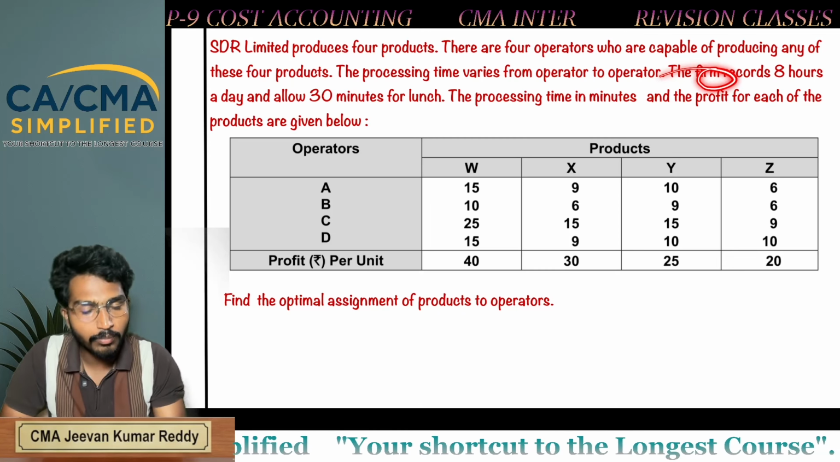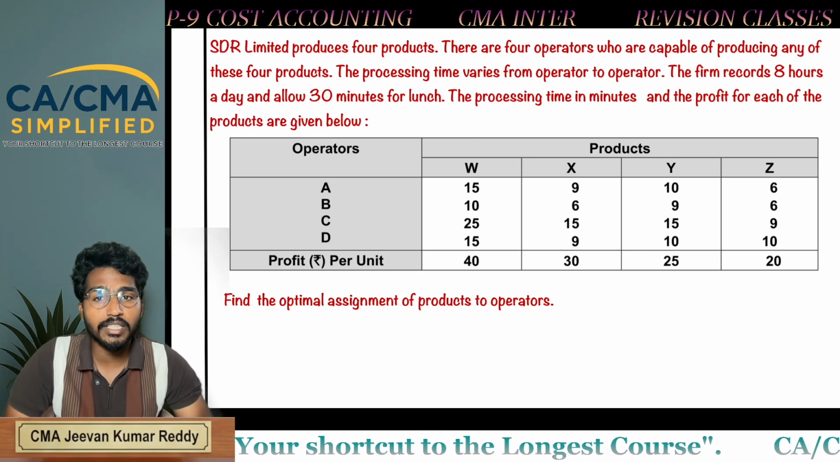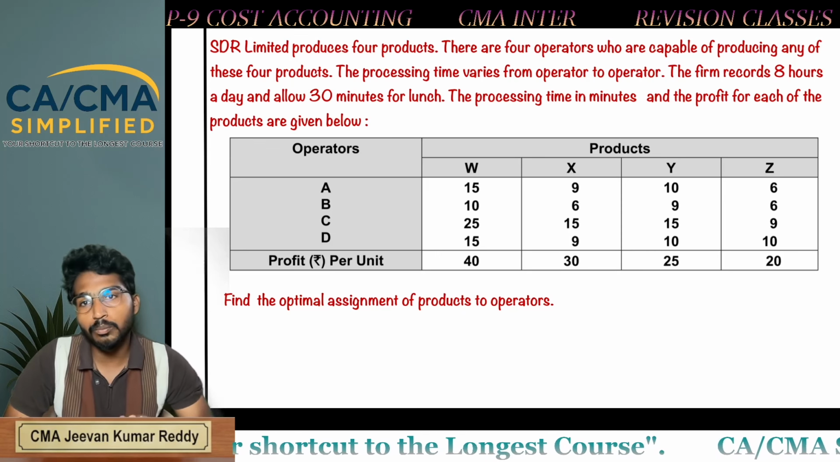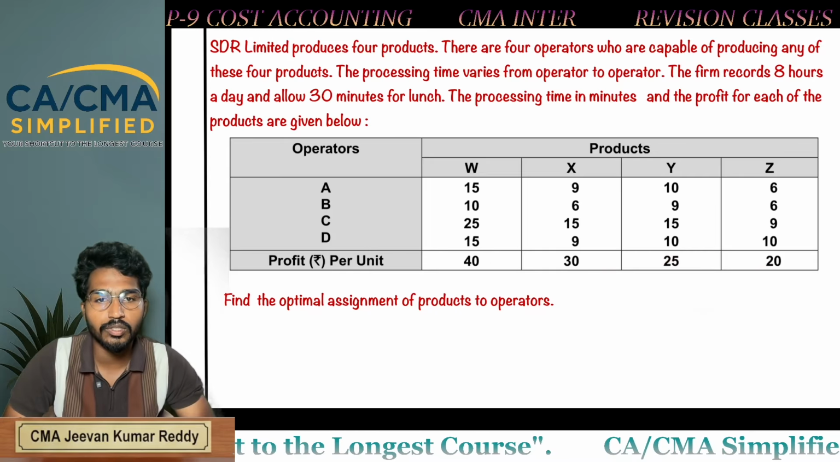So now the firm has how many hours? 8 hours, out of which 30 minutes are lunch break. That means what are the productive hours? 7.5 hours. For 7.5 hours we will do production.